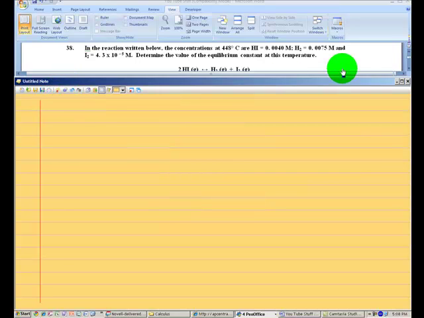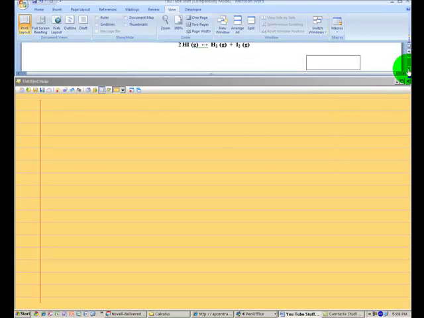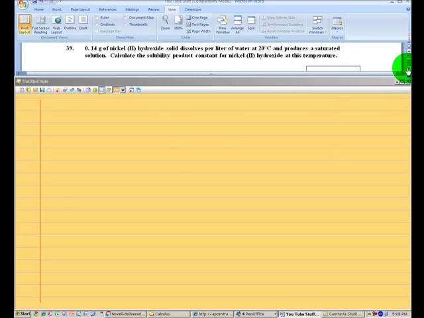Now let's move on to question number 39. In 39 it says that 0.14 grams of nickel 2 hydroxide solid dissolves per liter of water at 20 degrees Celsius and produces a saturated solution. Calculate the solubility product constant for nickel 2 hydroxide at this temperature.